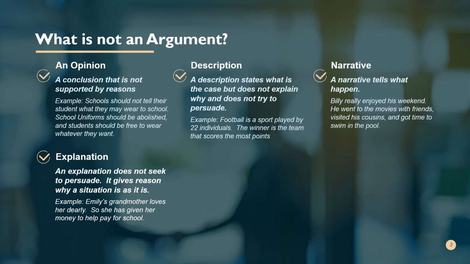Finally, explanation. An explanation does not seek to persuade. It gives reasons why a situation is as it is. So for example, Emily's grandmother loves her dearly, so she has given her money to help pay for school. We're not trying to convince you that Emily's grandmother loves her dearly, and we're not trying to convince you as to why she has given her money to help pay for school. We're just explaining the situation.